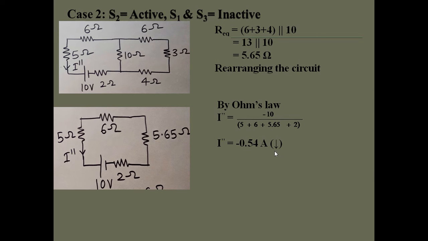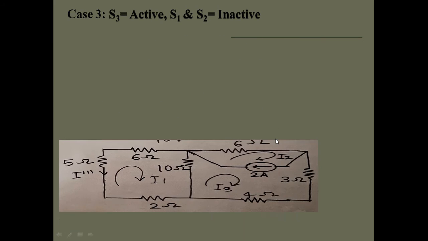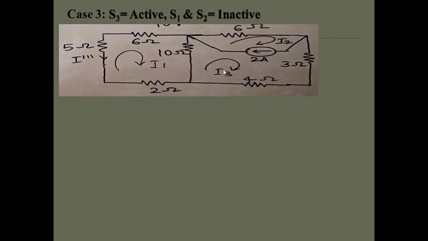After that we will see the case 3 where S3 will be active, that is 2 ampere current source, and S1, S2 will be inactive. This will be our circuit diagram. Here we will apply KVL to find I triple dash. The equation for I triple dash will be minus I1. As you can see, I1 is going in upward direction in this branch, whereas I triple dash is going downwards, so their directions are opposite. That's why I triple dash is minus I1.